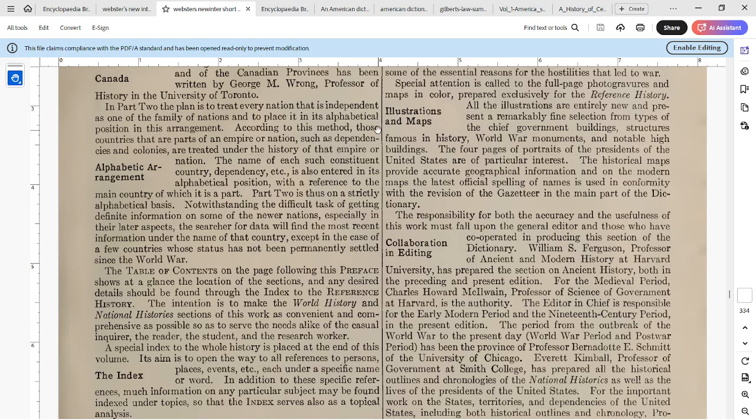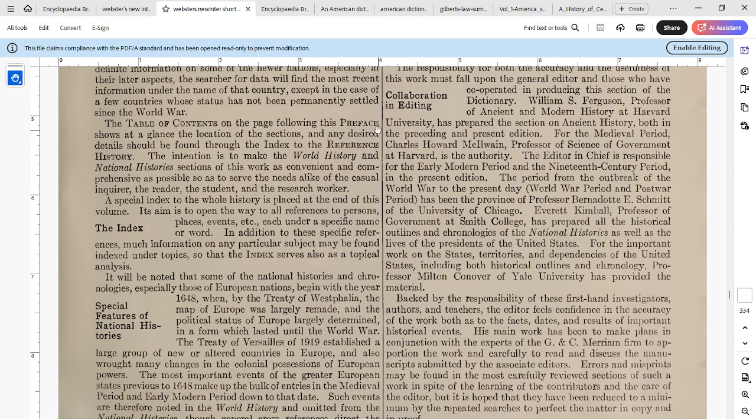Notwithstanding the difficult task of getting definite information on some of the newer nations, especially in their later aspects, the searcher for data will find the most recent information under the name of that country, except in the case of a few countries whose status has not been permanently settled since the World War.